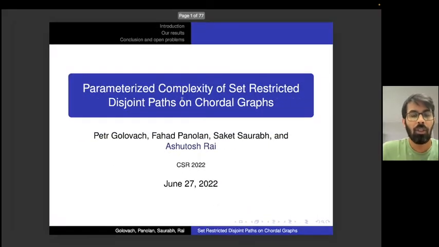So this is the title of our work, Parameterized Complexity of Set Restricted Disjoint Paths on Chordal Graphs. And this is a joint work with Petr Golovach, Fahad Panolan, Saket Saurabh and myself.